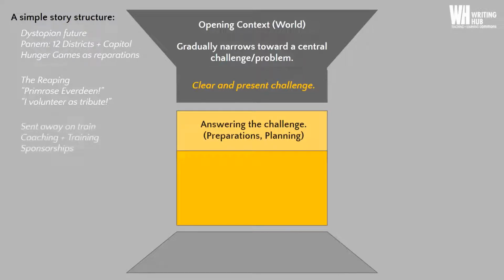So in the Hunger Games example, Katniss Everdeen as well as Peeta are sent away on a train. There's coaching involved. There's different kinds of training exercises. They learn how to get sponsorships for when they're in the arena. And all of this is Katniss Everdeen answering the challenge of participating in the Hunger Games in her sister's place.